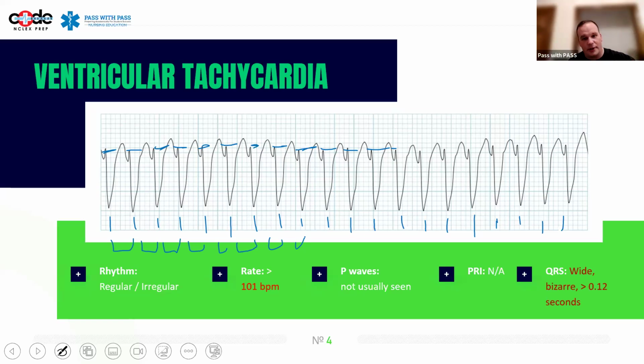Okay. So this is a tricky rhythm because it can have a pulse and it can be pulseless. And again, we're going to talk about the interventions to all three of these rhythms at the end of this.